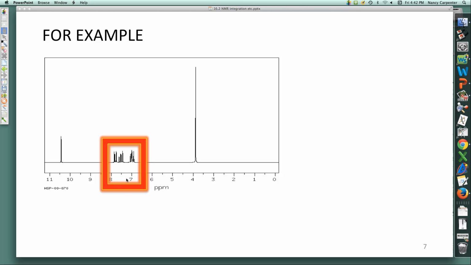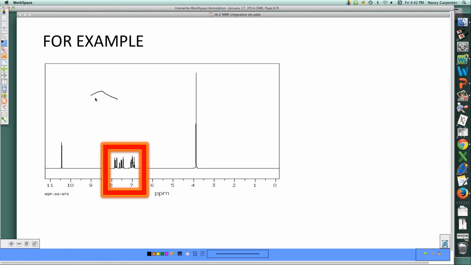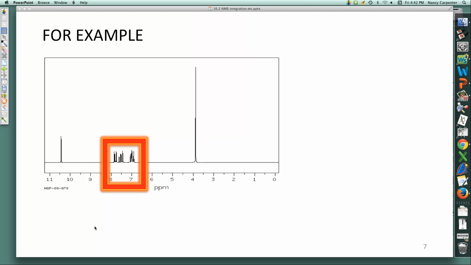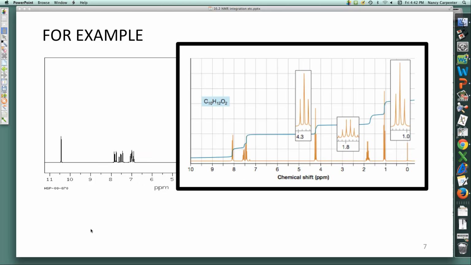If it's between 7 and 8, you have this guy. You got other stuff, obviously. You got something here, you got something here. But these, aromatic ring. So that's, as I would like to say, screaming aromatic ring.